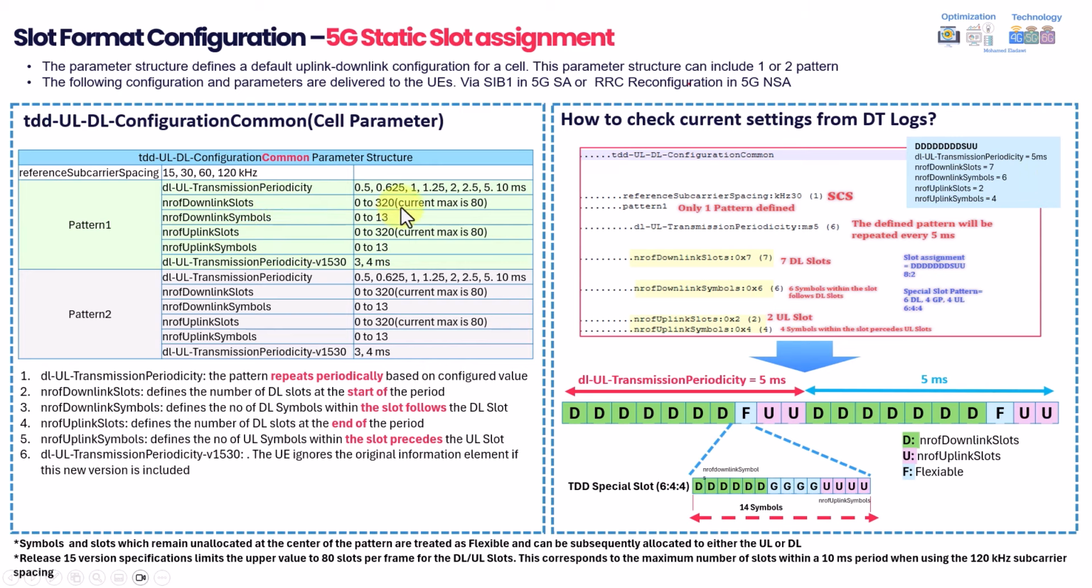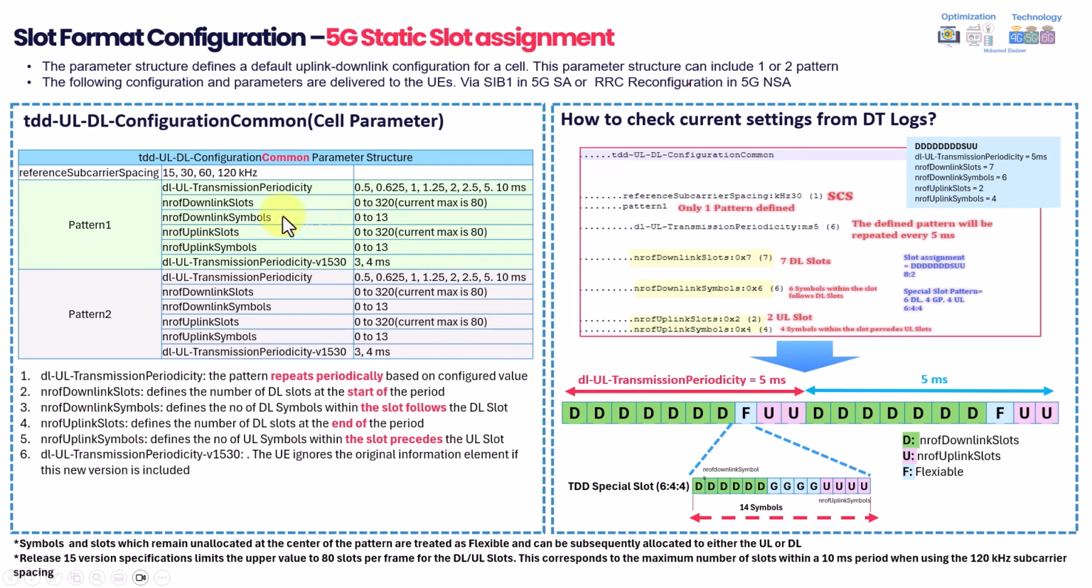So this, for example, will be repeated every transmission periodicity. For example, if you give it 5 milliseconds, this means these 7 downlink slots will be repeated every 5 milliseconds. I will explain it now with examples. But the downlink slots, whenever you have, for example, 7, will be configured at the start of the duration.